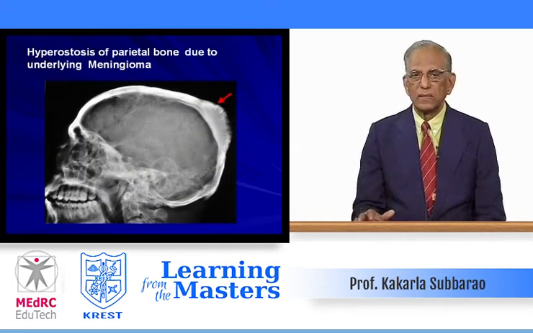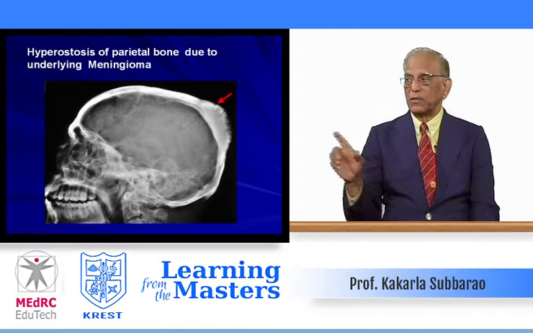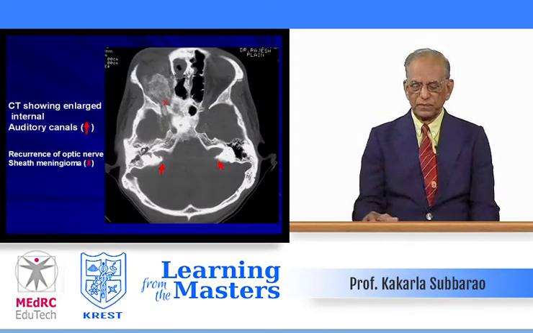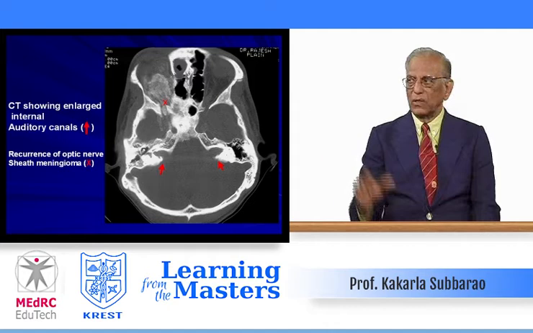And then this is another case, nothing to do with that. Hyperostosis of parietal bone due to underlying meningioma. This is NF2. Isolated meningiomas can also occur, but if meningioma is associated with NF2 schwannomas, then you categorize it under NF2. Look at the hyperostosis, a sunrise peculiar type of pattern, localized.